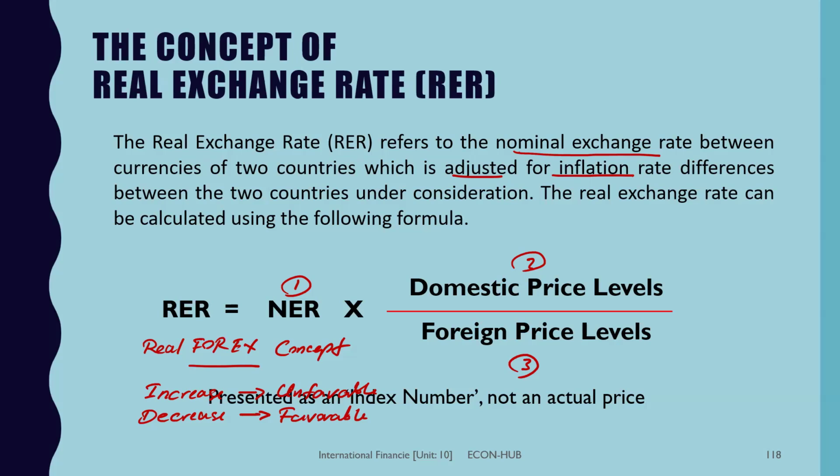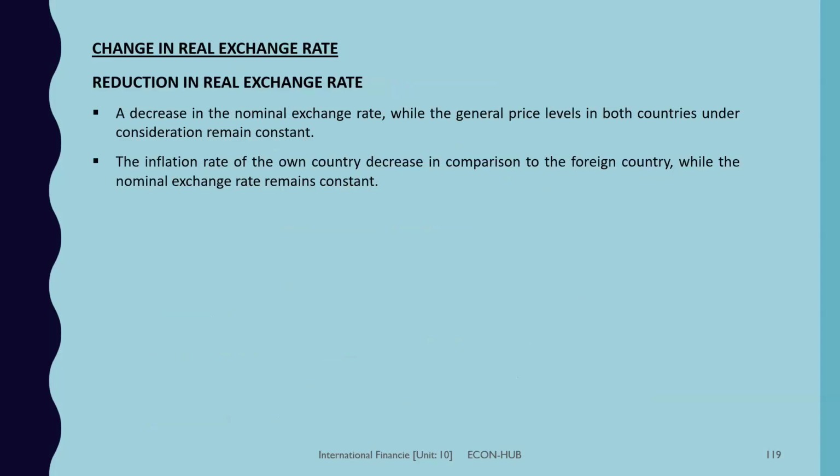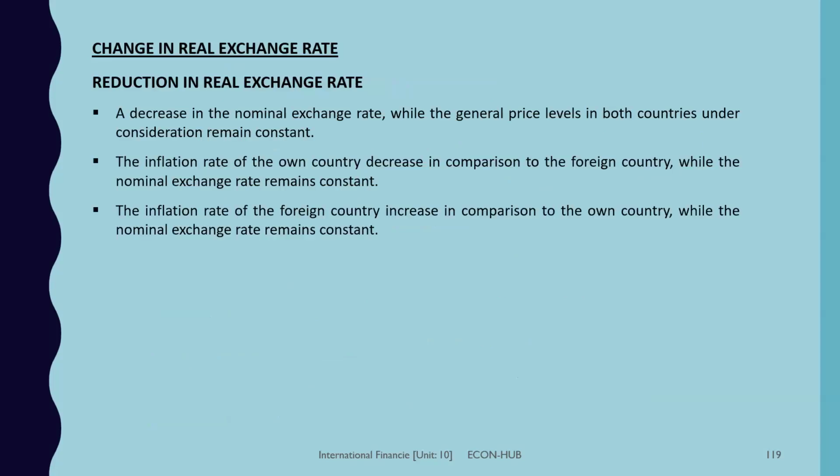Did you guys read? You have it in the study material. Do you see what I am talking about? It says reduction in real exchange rate. But think about what is given, especially the second and the third points. The inflation rate of the own country decreases in comparison to that of the foreign country. That is favorable to us. Look at the third point. The inflation rate of the foreign country increases in comparison to our own country, which means we get a competitive advantage.